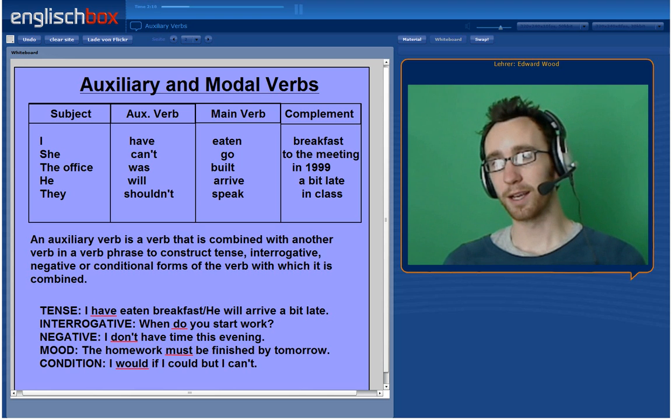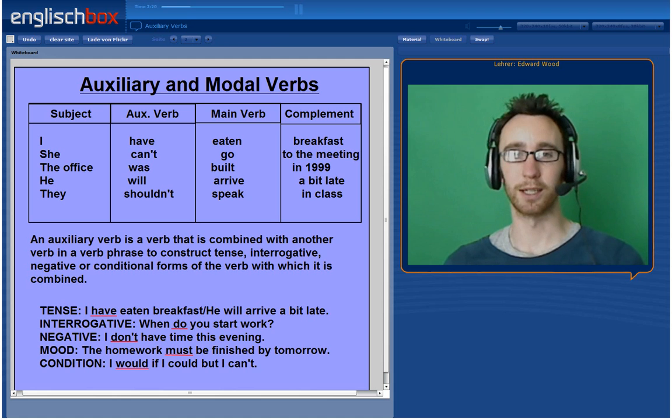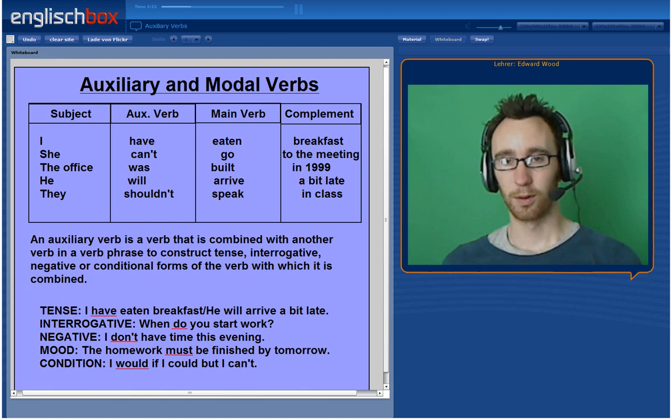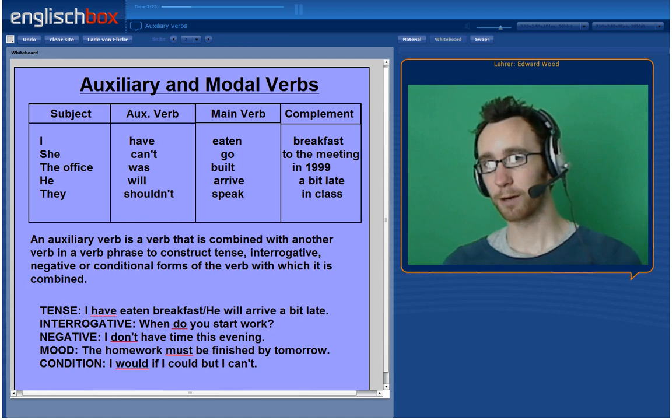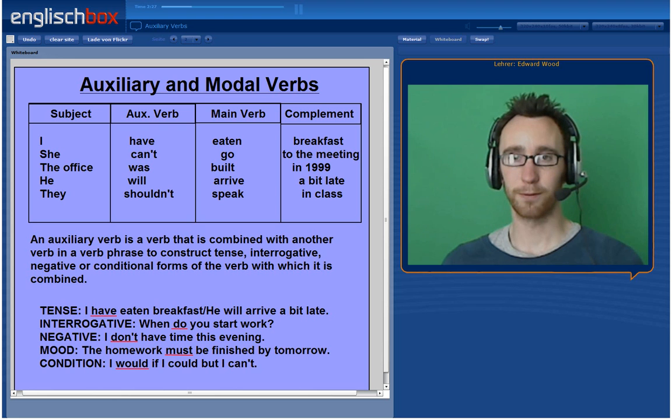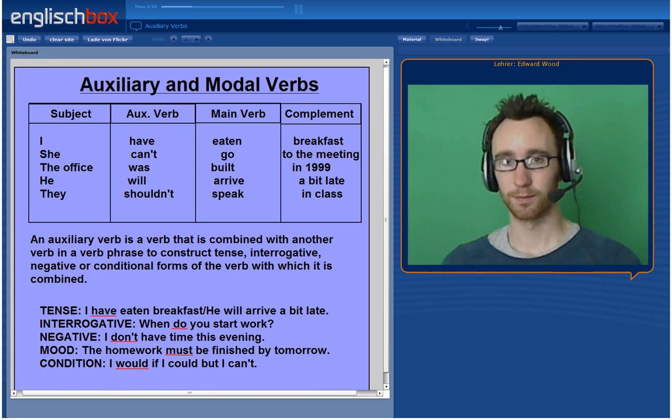Auxiliary verbs can normally only be used with a main verb. So if we look at the examples in the table, the first example says I have eaten breakfast. Here the auxiliary is have and the main verb eaten.